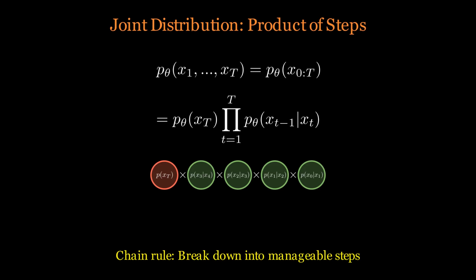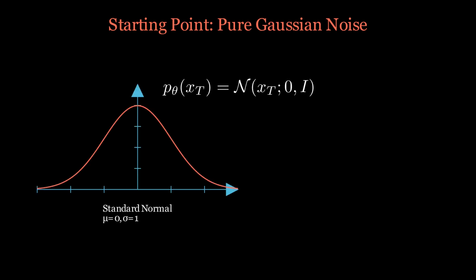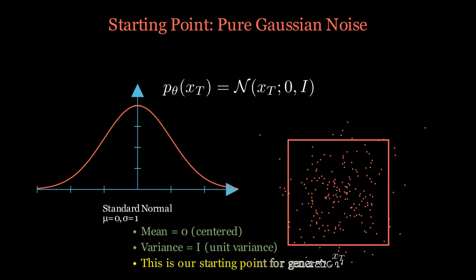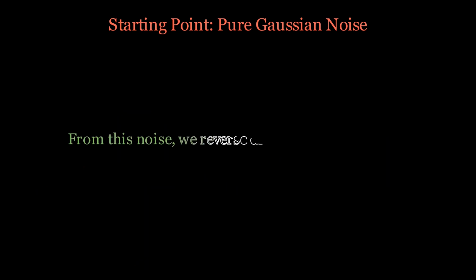Finally, with pure Gaussian noise, p theta of xt is a standard normal distribution, mean of 0, unit variance in all dimensions. This is what we achieve after t forward steps, and it's our starting point for reverse diffusion. We sample random noise from this distribution and then use our learned neural network to progressively denoise it step by step until we generate a real image. Thus we get from pure noise to realistic images.